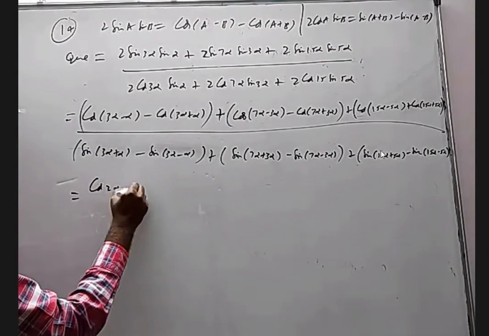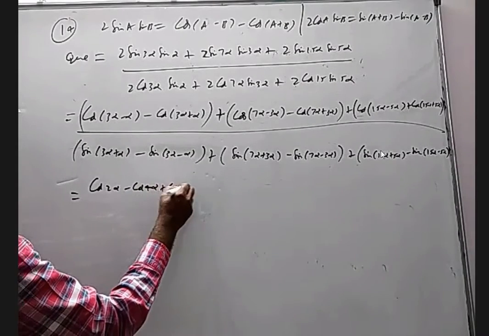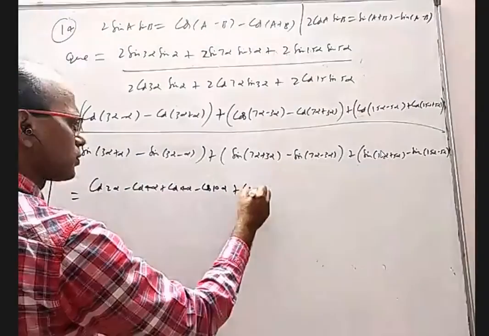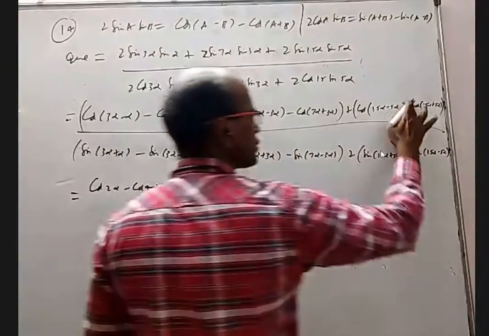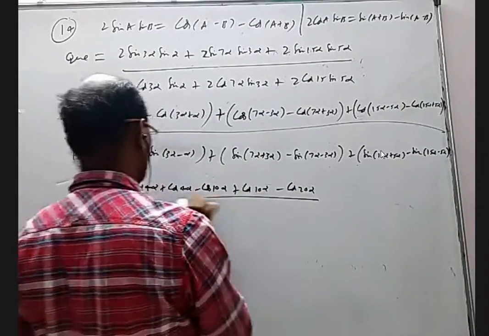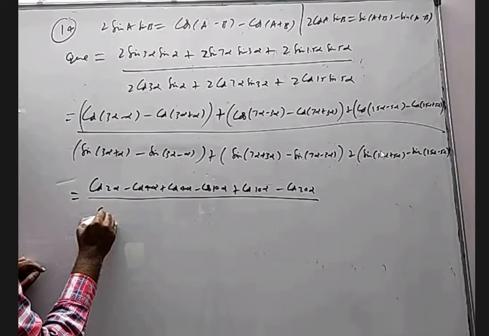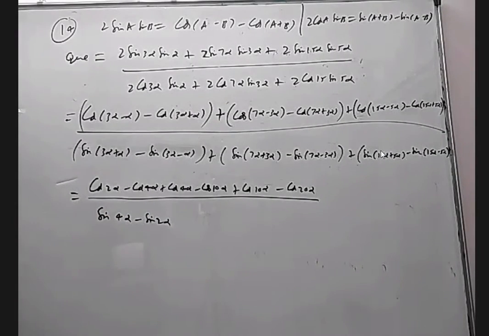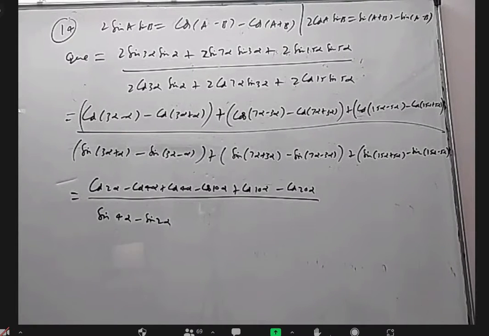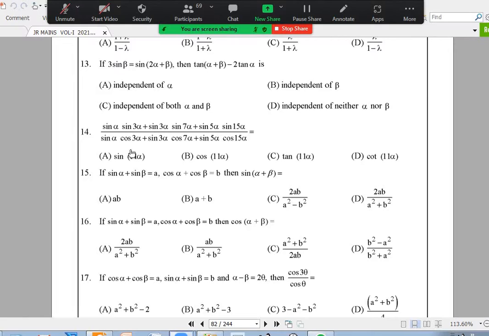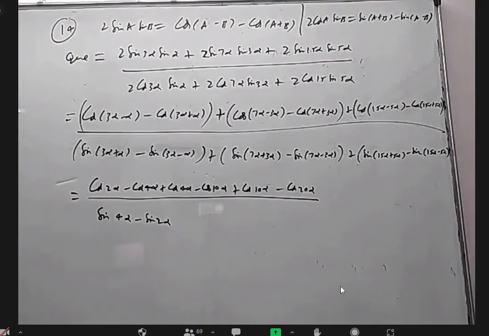Cos 2 alpha minus cos 4 alpha plus cos 4 alpha minus cos 10 alpha plus cos 10 alpha minus cos 20 alpha. Here sin 4 alpha minus sin 2 alpha. I hope I copied the question correct this time. Want to check back. Yes, okay. Alpha 3 alpha, 3 alpha, 7 alpha, 5 alpha, 15 alpha. Done. Okay.